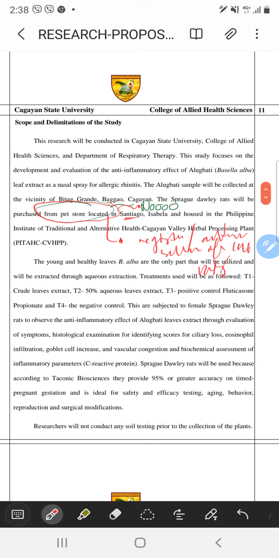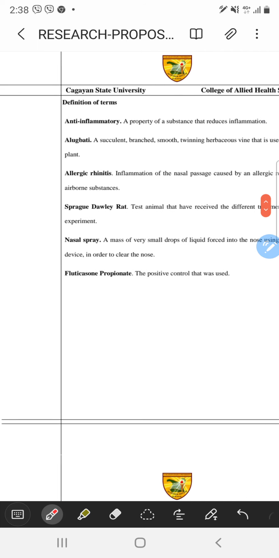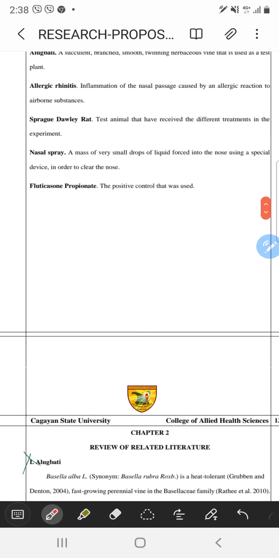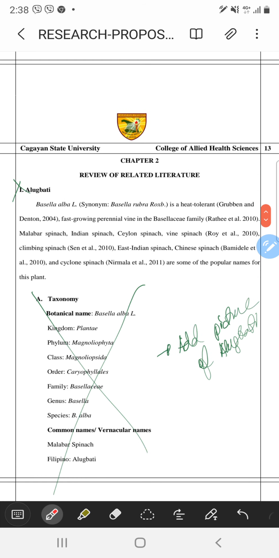Magiging internal na lang to if you have from Santiago, Isabela. But you do write this part, not from a pet store. Nakita ko rin yan sa methodology niya.